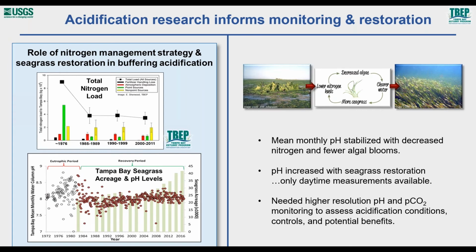So one of our primary objectives for this work is to examine the role of the nitrogen management strategy in seagrass restoration in buffering acidification as a restoration benefit. But these historical data are only daytime measurements, and we really needed higher resolution diurnal pH and CO2 data to better examine acidification chemistry and the processes controlling it. Next slide, please.